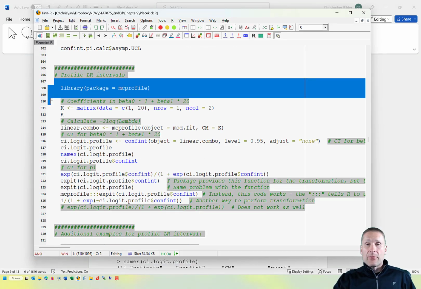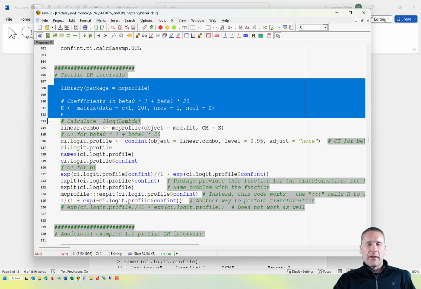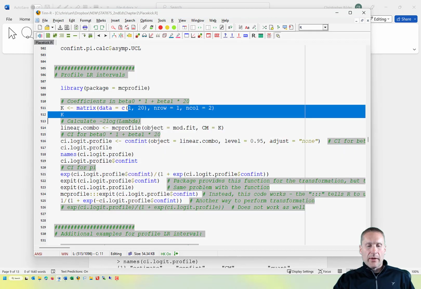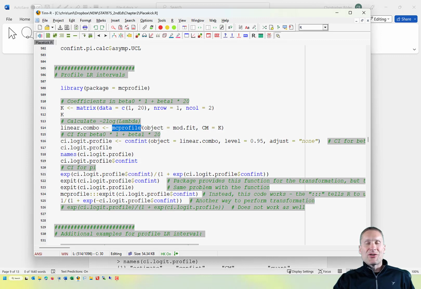So I say library(mcprofile). Of course, you need to make sure that that's installed first before you actually do the library function. And there's my K. Now, the main function that does the hard calculations is a function called mcprofile. I guess they didn't want to be creative and call it something else. And inside mcprofile, we have two arguments here. The first is you have to specify where your model fit's located. It's in mod.fit. Then we have another argument called CM that stands for contrast matrix, or you can think of it as coefficient matrix. This is where simply you specify K.